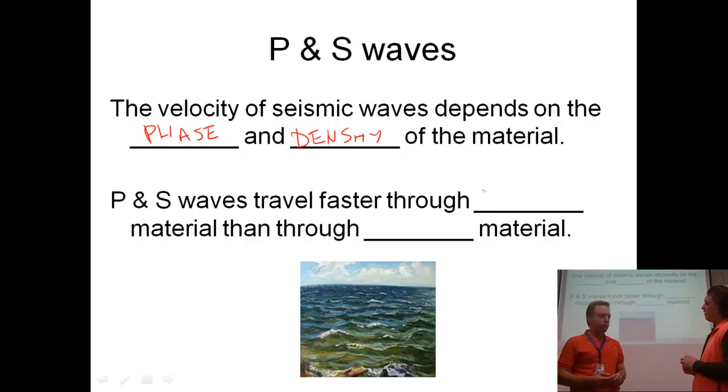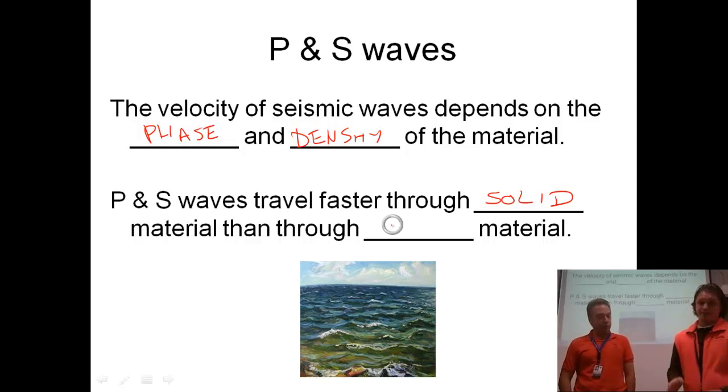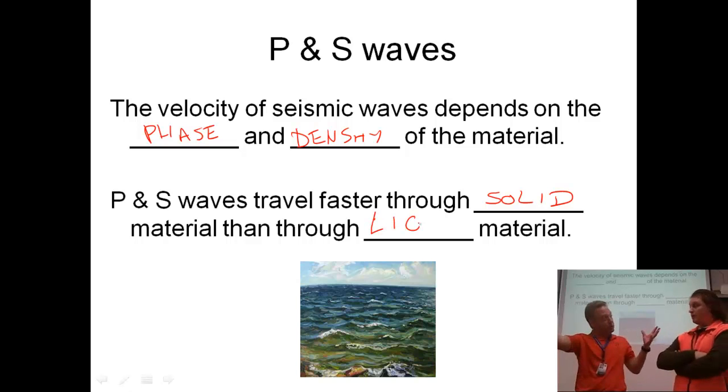Like in the cowboy movies in the old days, they put their ear on the train track because they can hear the train from further away. The sound comes quicker through the solid rail, solid material, more dense than the air. Yeah, you're right. That's a really good analogy there. And then it says P and S waves travel faster through solid, like the rails, through more solid material than they do through a more liquid or spread out material. Yeah, exactly.